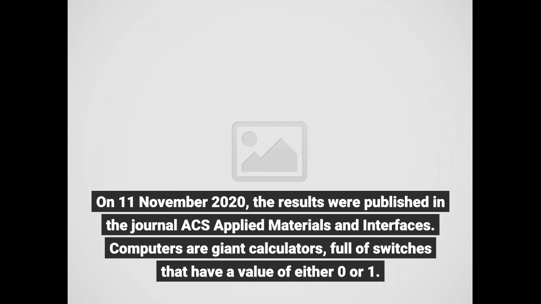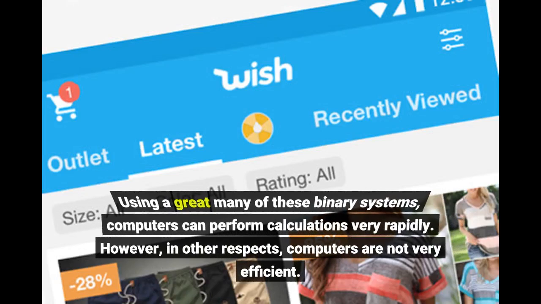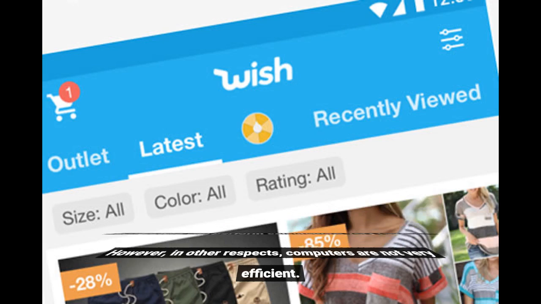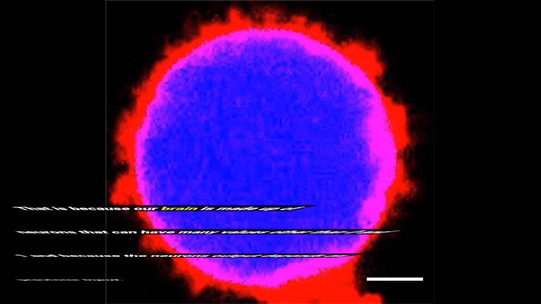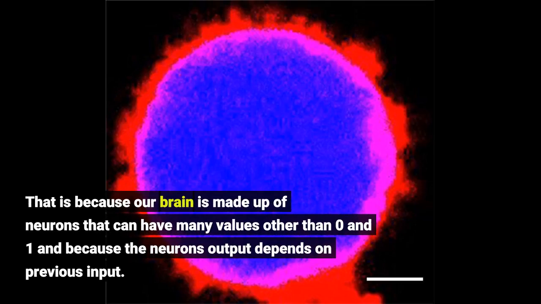Computers are giant calculators, full of switches that have a value of either 0 or 1. Using a great many of these binary systems, computers can perform calculations very rapidly. However, in other respects, computers are not very efficient. Our brain uses less energy for recognizing faces or performing other complex tasks than a standard microprocessor. That is because our brain is made up of neurons that can have many values other than 0 and 1, and because the neuron's output depends on previous input.